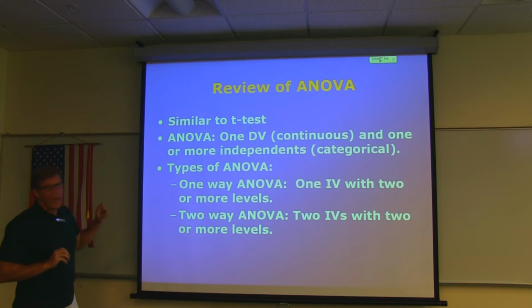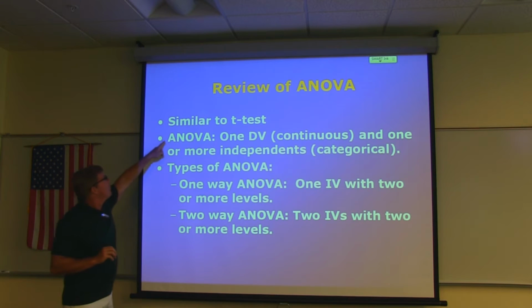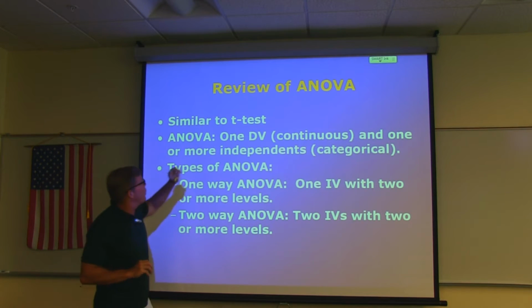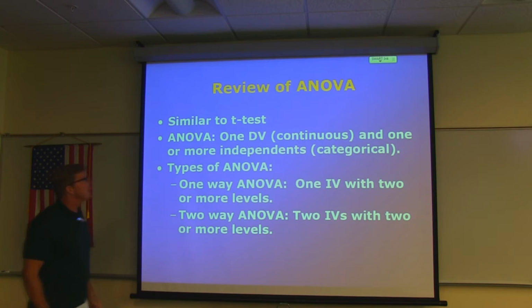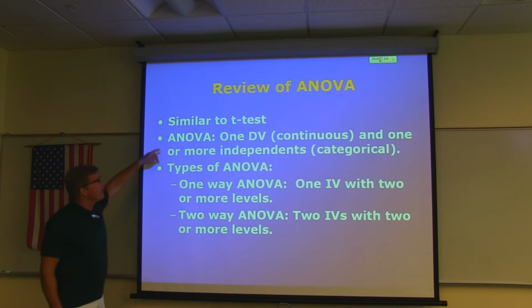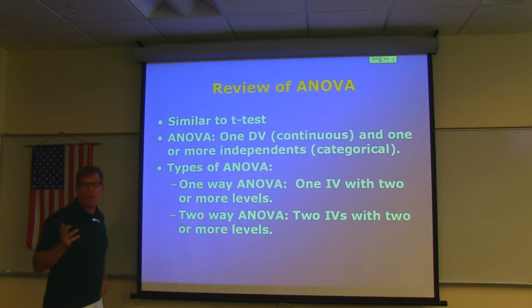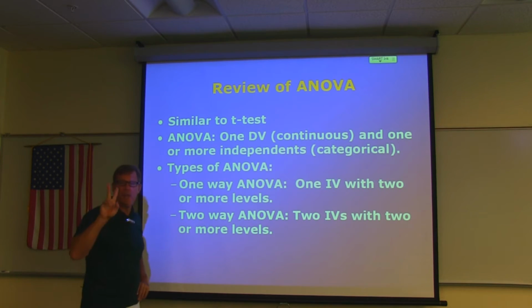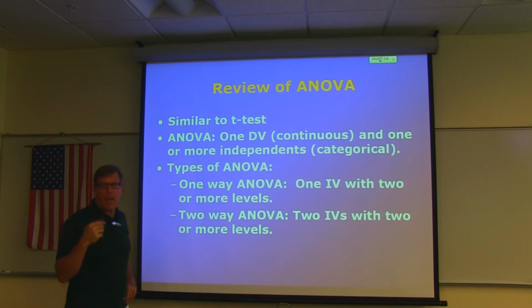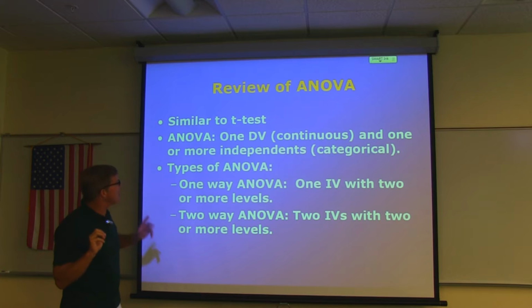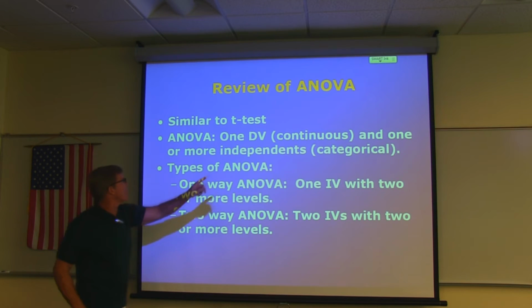In the one-way ANOVA that we studied in basic stat, we have one dependent variable that is continuous and one or more independent variables. In the one-way ANOVA we have one IV, we call it a factor. And in the two-way ANOVA, which is the factorial ANOVA, we have two factors. Usually one is an IV, whatever. But these IVs, regardless, are categorical.